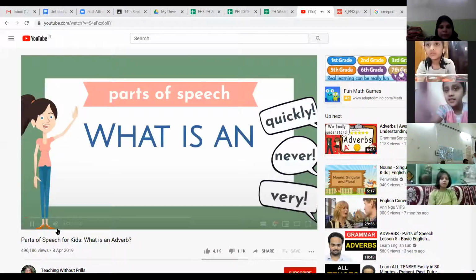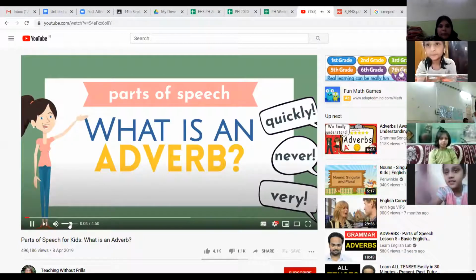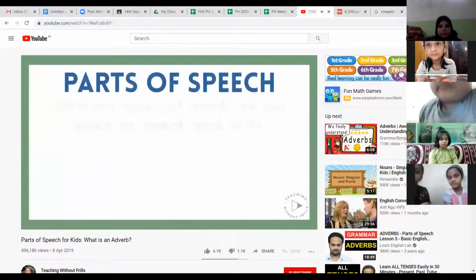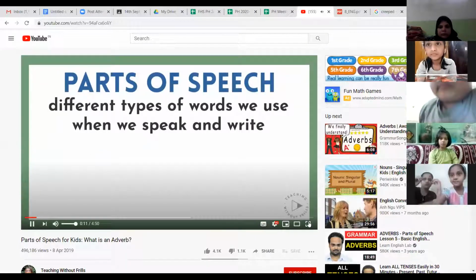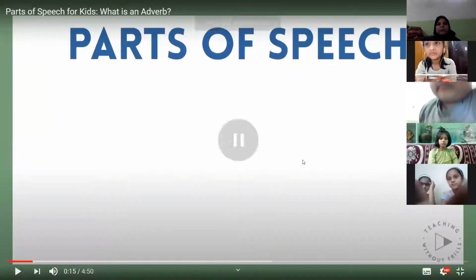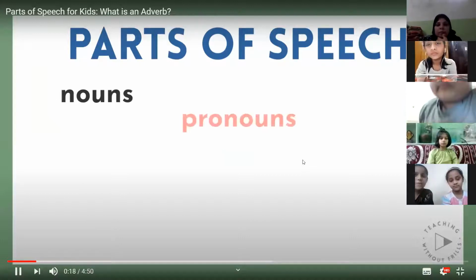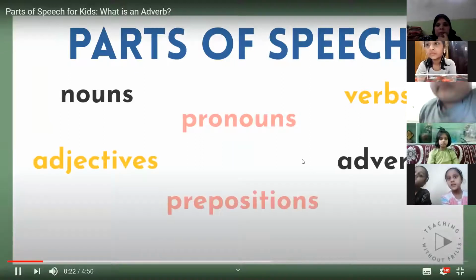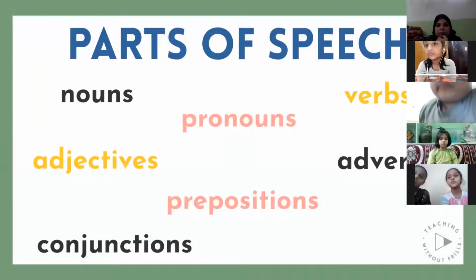Kids, what is an adverb? Parts of speech are different types of words we use when we speak and write. There are 8 main parts of speech: nouns, pronouns, verbs, adjectives, adverbs, prepositions, conjunctions, and interjections.